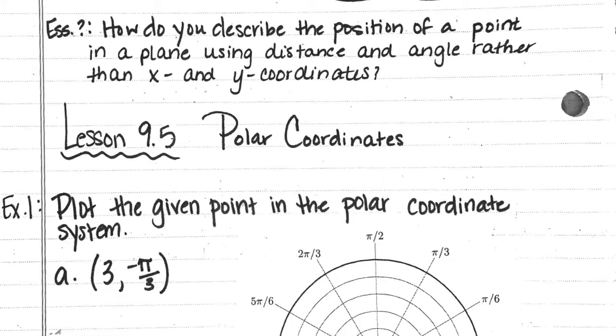All right, Precalc, we're moving into polar coordinates, and this is just something different, kind of fun. We are in lesson 9.5, and we're working with polar coordinates. Our essential question is, how do you describe the position of a point in a plane using distance and angle rather than the x and y coordinates?